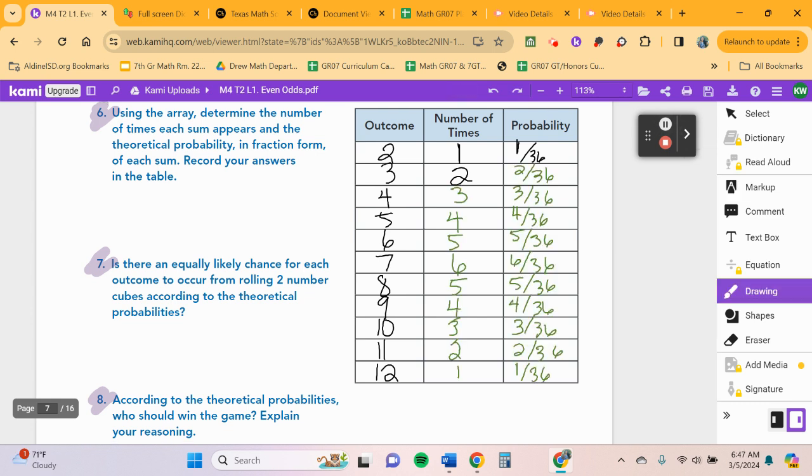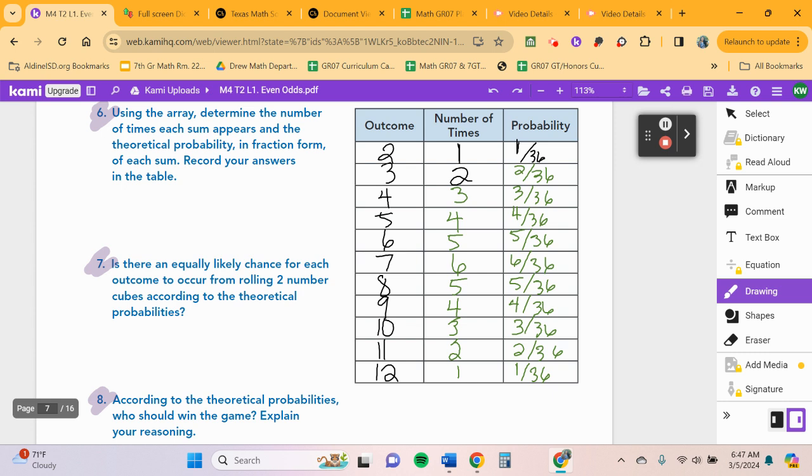Alrighty, let's compare answers. So here is what your completed table should look like. So now that we've gotten number 6 out of the way, let's go ahead and answer questions number 7 and 8. So number 7 says, is there an equally likely chance for each outcome to occur from rolling 2 number cubes according to the theoretical probabilities? So according to the theoretical probabilities, what we just calculated, the answer is, what do you think? Is there an equally likely chance? You should have gotten, no, there isn't, because each of those outcomes has a different probability.